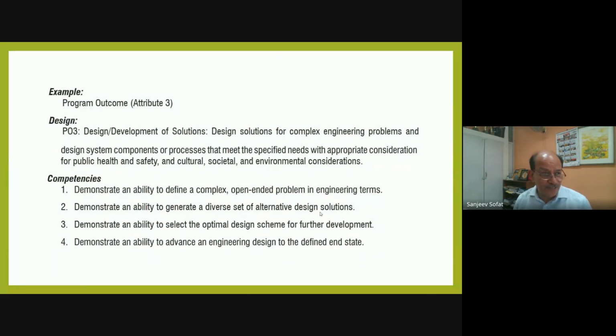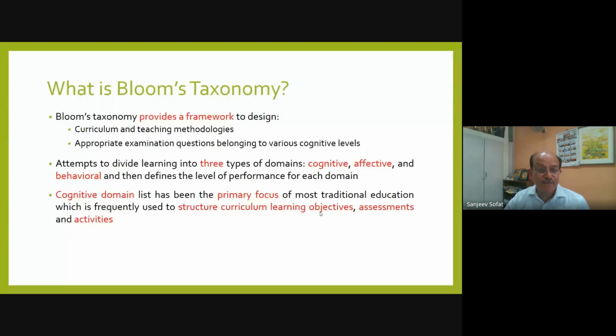This is what we learn in computer science. We design an algorithm. We design 10 algorithms to solve one problem. Then we try to see what is optimal. How do you see the optimal? How much memory it takes, how much space it takes, how much execution time it takes for this sort of development. Then demonstrate an ability to advance an engineering design in the defined state. So these are the competencies which have to develop in him.